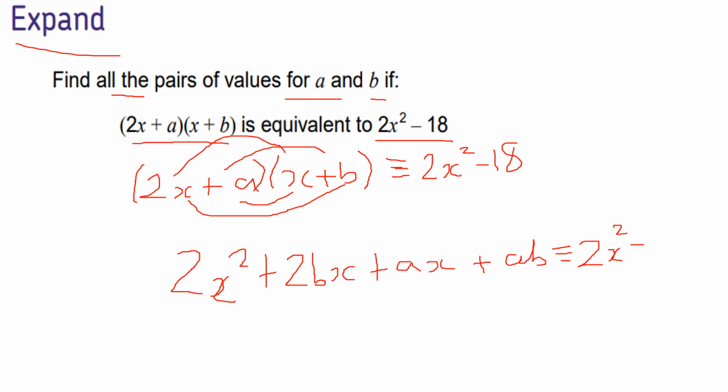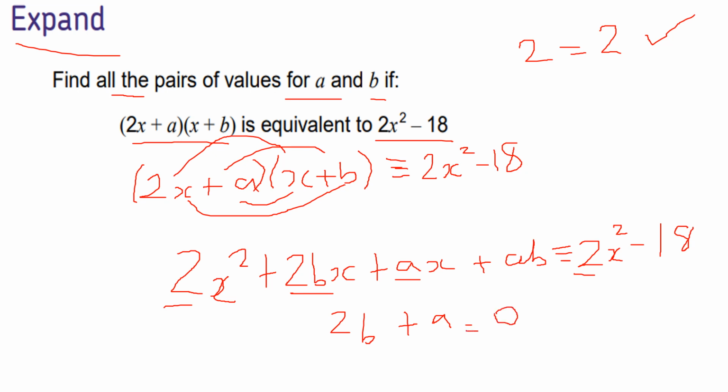Comparing our coefficients of x squared, we have 2 is equal to 2. So that's true. So 2 is equal to 2 for the x squared coefficients, for the left hand side and the right hand side. The next part, compare the coefficient of x. I've got 2b plus a is equal to 0, because I don't have any x terms on this side here. And then lastly, I've got ab, so the coefficient of the constant. So ab is equal to minus 18.